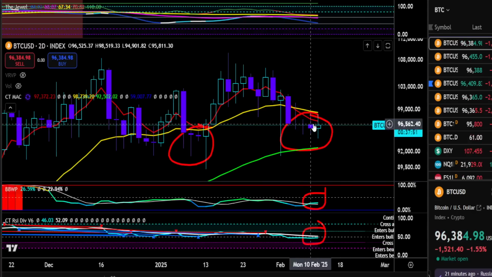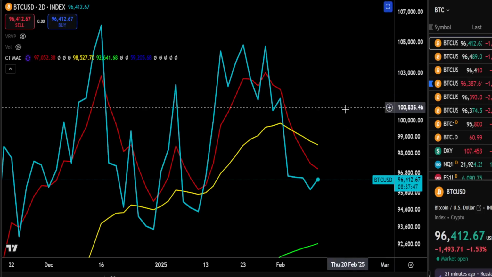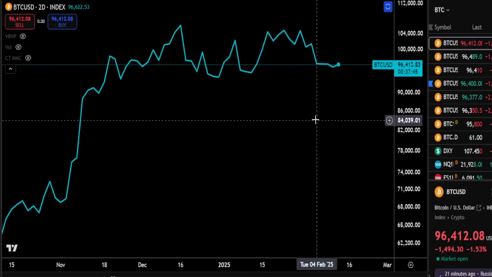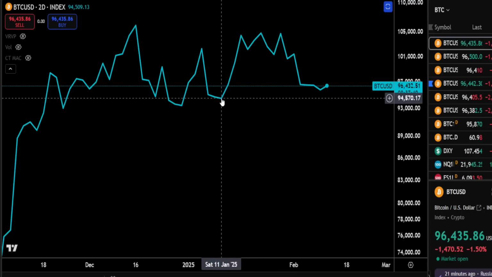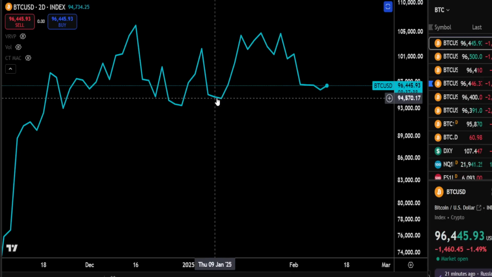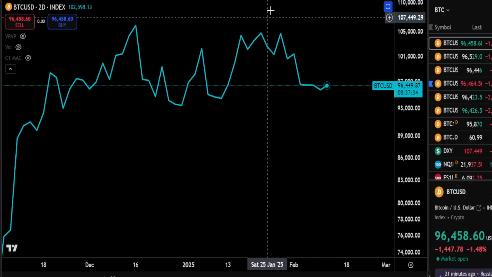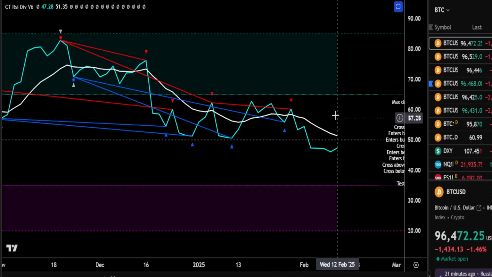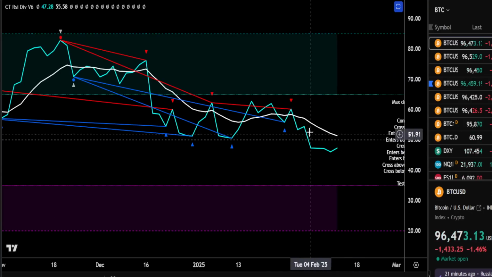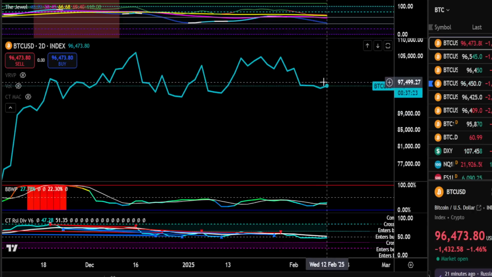Also on that note, Bitcoin here, if I put it on a very simple line chart, let me get rid of these moving averages, you can see that Bitcoin as of right now is still on a higher low compared to the January 11th low and also the December 30th low right here. So there is potential alongside the 2-day time frame RSI to actually put in another drive of hidden bullish divergence if Bitcoin can confirm a local low here.